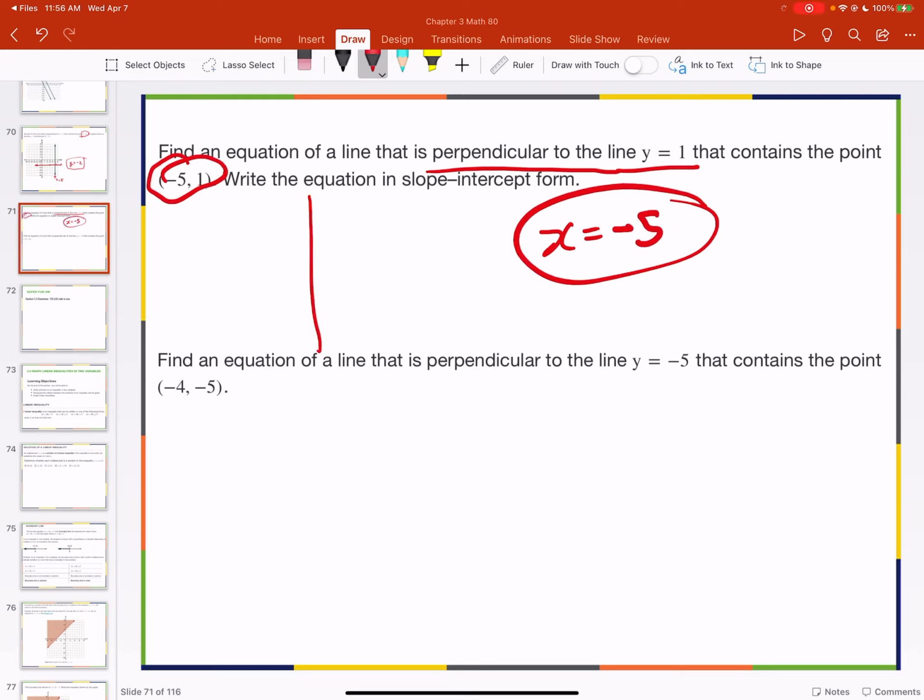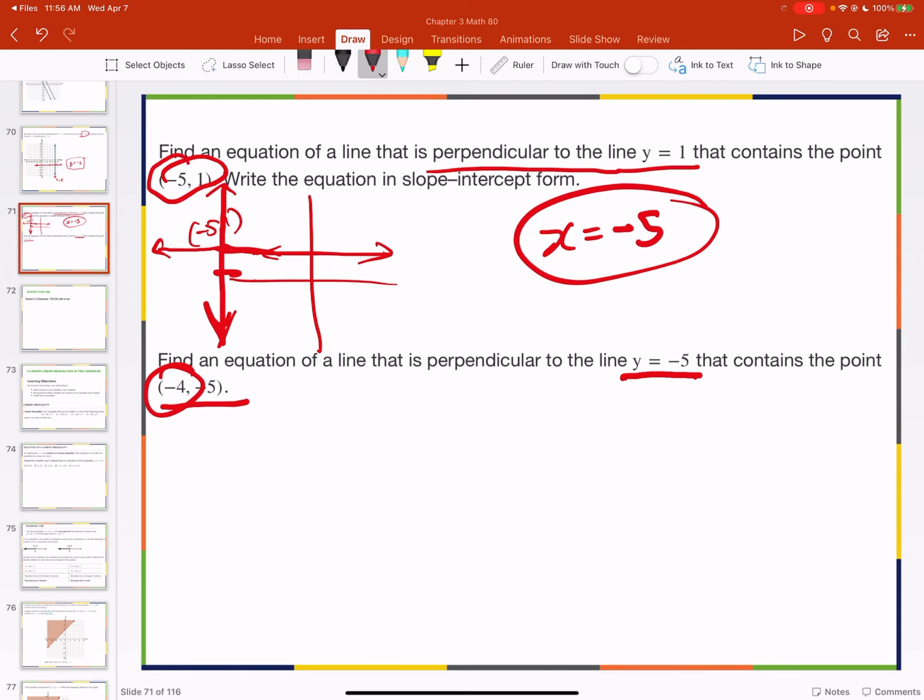So what did we do? We said y equals 1, that's right here, and then we wanted to use the point (-5, 1). So here's (-5, 1). The line goes through here, and we want it going this way, so that's x equals -5. All right, find another one: the equation of a line perpendicular to the line y equals -5 that contains this point. We look at the x. Since it's perpendicular, it's just x equals -4.